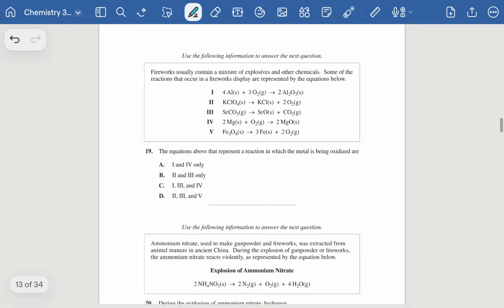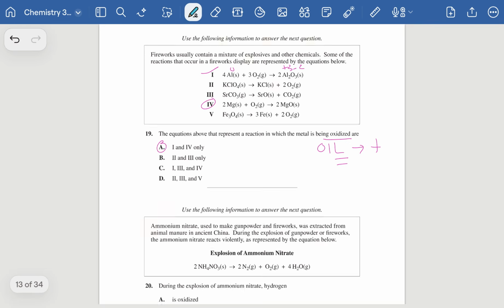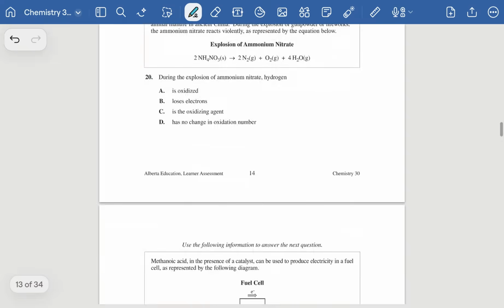Okay, so this question might take a little bit of time. This one's asking which one has the metals being oxidized. So in all of these, you have to take a look at your metal. If it's being oxidized, it is losing electrons, so meaning getting more positive. So with the first one, you would have your aluminum being 0 and your aluminum on the right side being +3. So that is definitely one of them. And you just go through all of them, and the only other one that's going to work is number 4. So your answer is A, and that's 1 and 4, just assigning those oxidation numbers or taking a look at what's happening within the reaction.